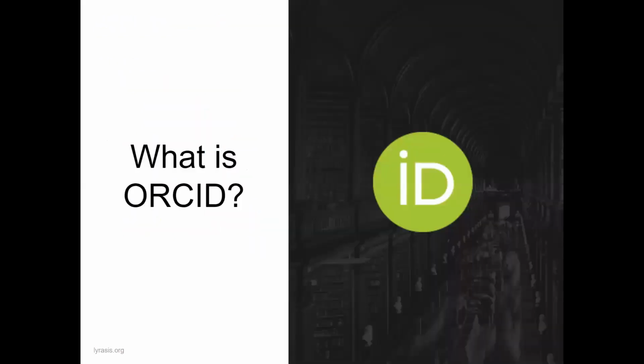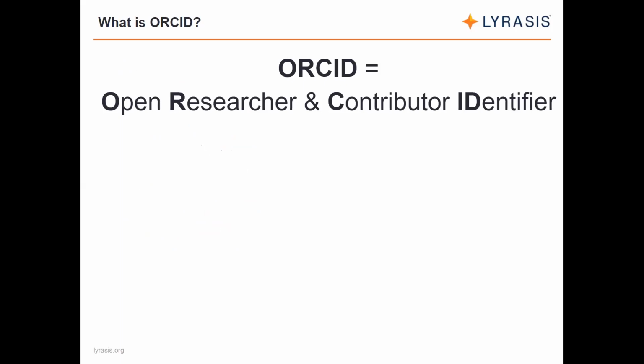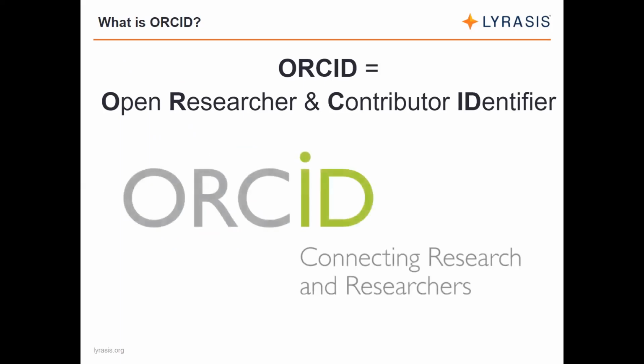So what is ORCID? ORCID stands for the Open Researcher and Contributor Identifier. And the goal of ORCID is to uniquely identify you as a researcher so that you can get credit and attribution for your work and streamline your digital identity so you can save time on administrative tasks while keeping track of all of your affiliations and contributions in one central place. ORCID is a nonprofit, community-driven organization that serves the entire global research community.